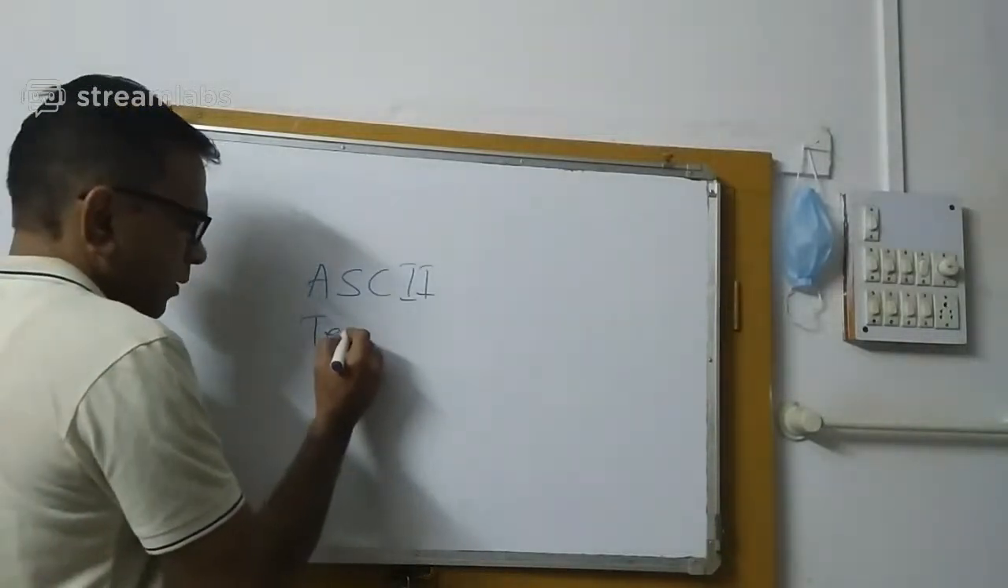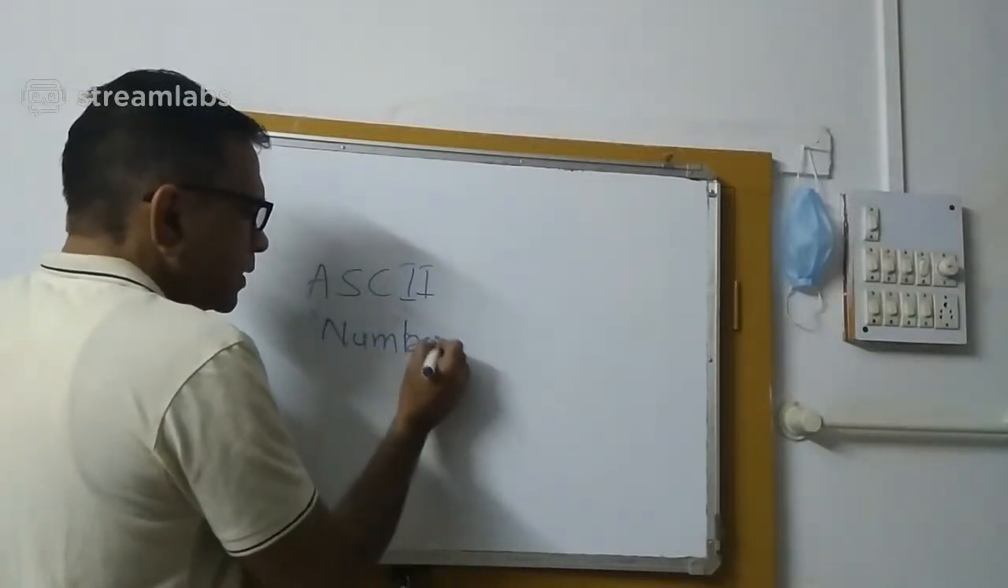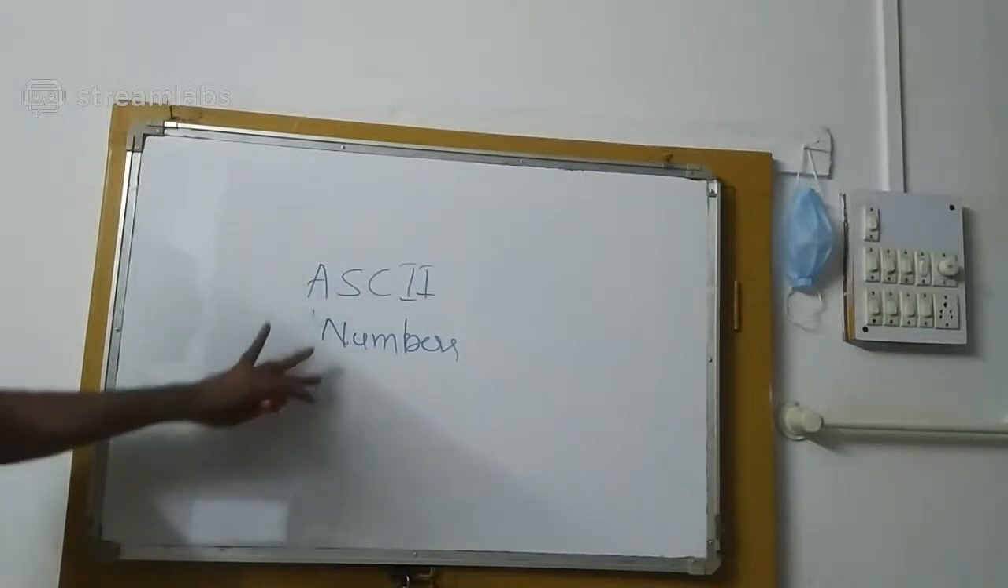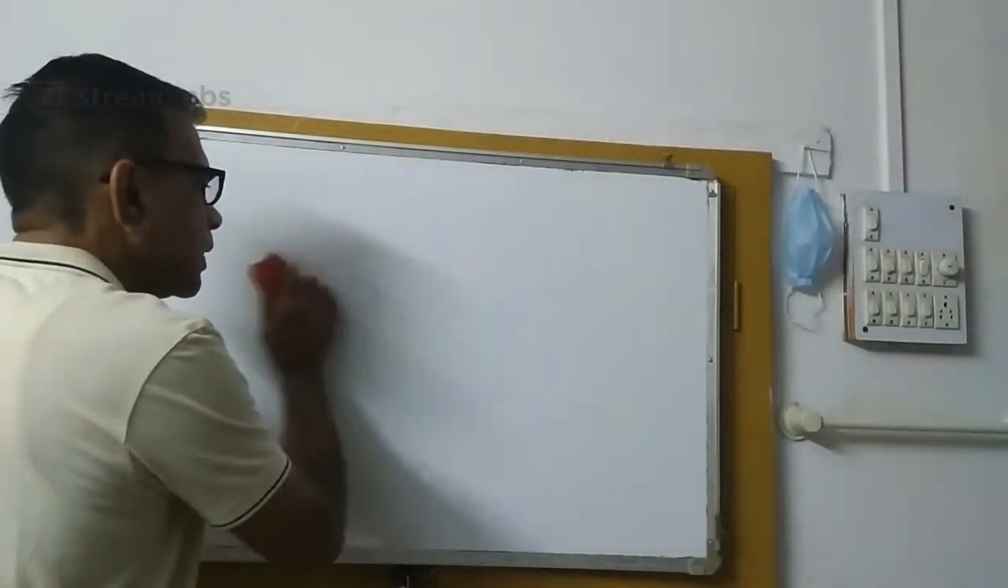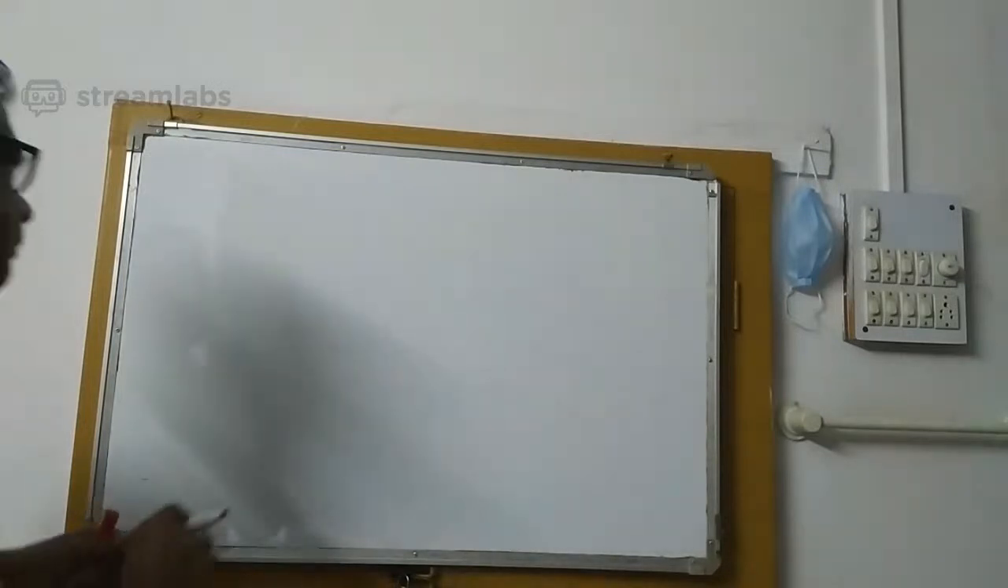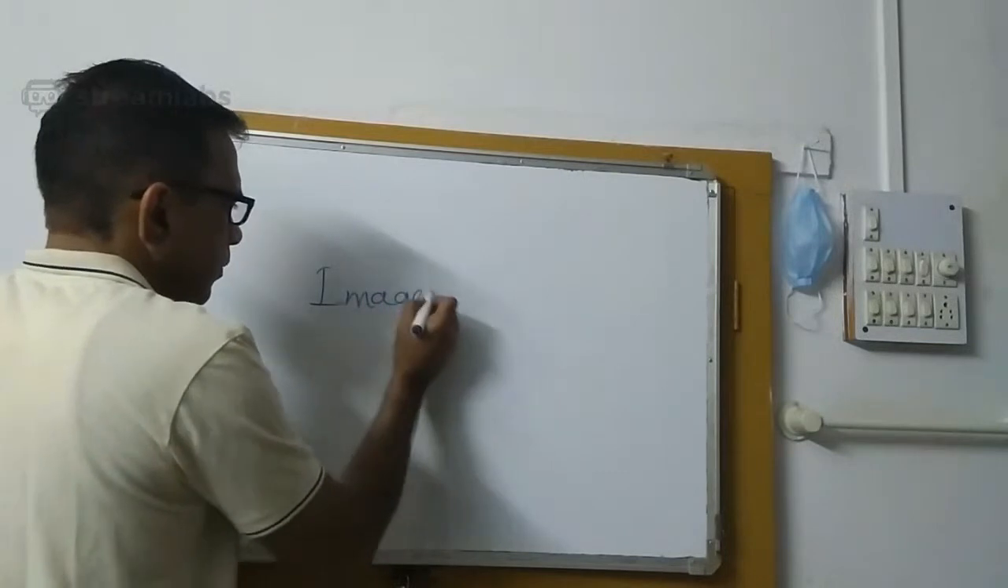Next is numbers. Numbers too are represented by zeros and 1s, but they use a slightly different methodology. So 0 will be represented by 0, 1 will be by 1. The numbers are slightly different, they are represented in a different way. Next is images. One thing you keep in mind, for numbers we don't use ASCII.